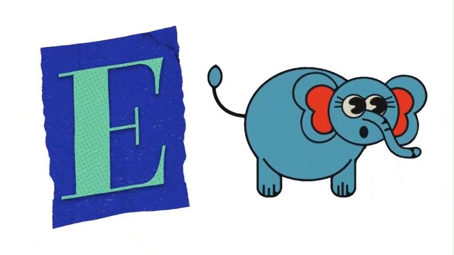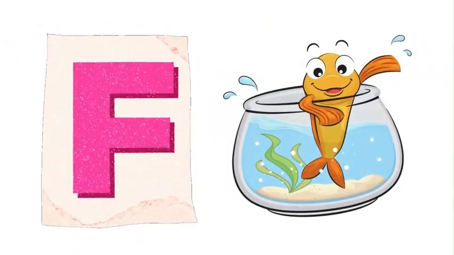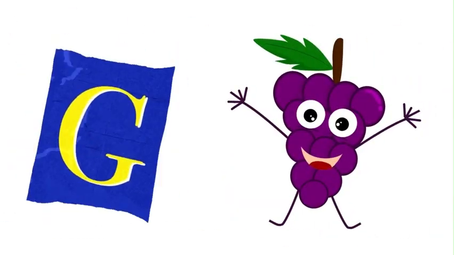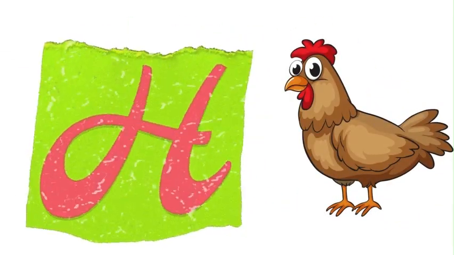E for elephant. F for fish. F for fish. G for grape. G for grape. H for hen. H for hen. I for ice cream.